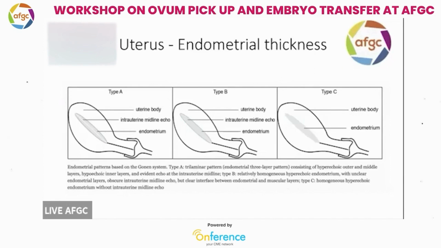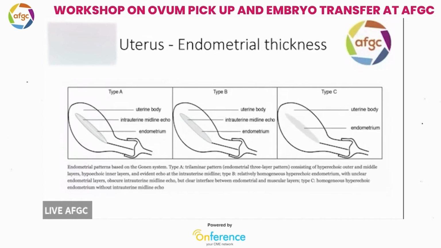This depends on which phase of the cycle you are in, follicular or proliferative, and it also indicates the receptivity of the endometrium. A triple layer endometrium is one of the best, and more than 9 millimeters is considered very good for implantation.